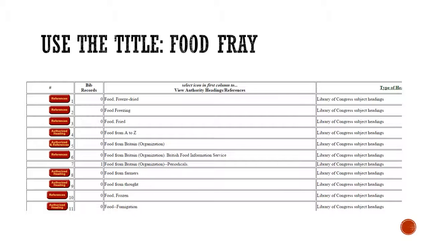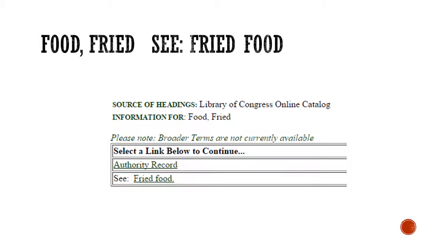So let's take a look at this one that says references. So food, fried, it says C, fried food. So the authoritative heading is fried food. So if you have a cookbook that focuses on fried food, then this is where you would put that particular book. This is how you would describe the subject of that particular book. Let's say it that way.